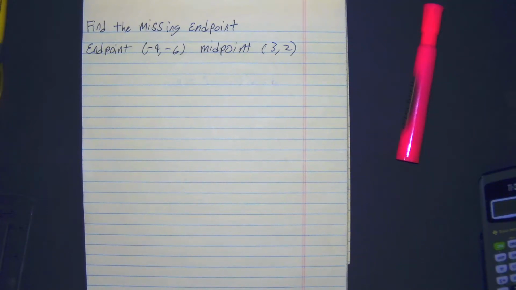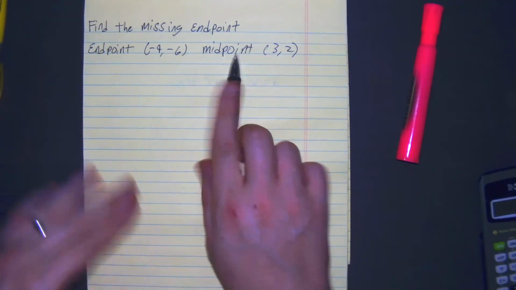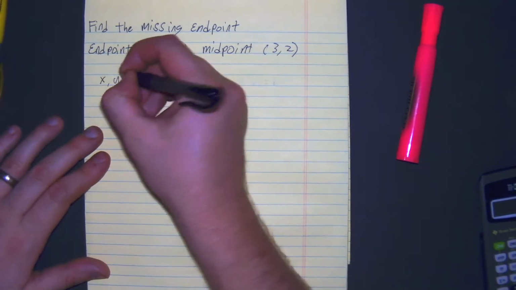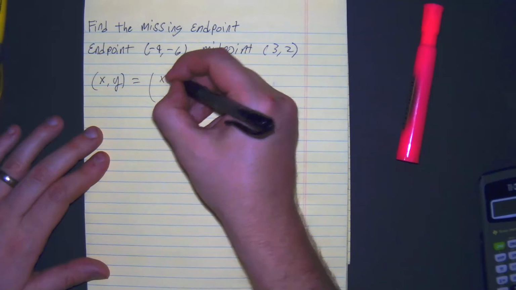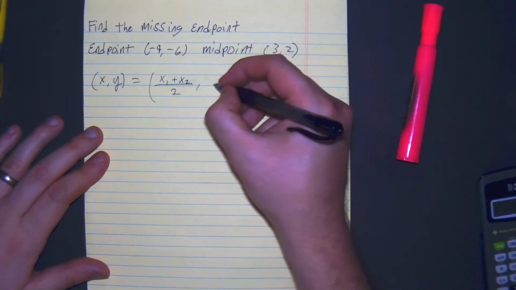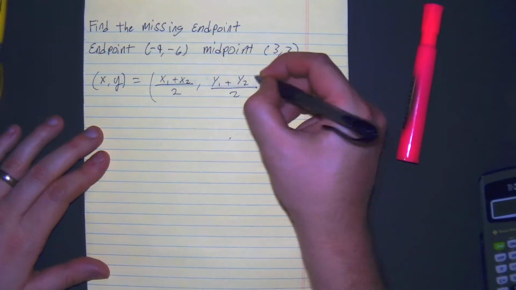All right, we're going to find the missing endpoint. What that means is we're given an endpoint and a midpoint, so we have to work backwards. The formula states the midpoint, x comma y, is equal to x1 plus x2 divided by 2, y1 plus y2 divided by 2.